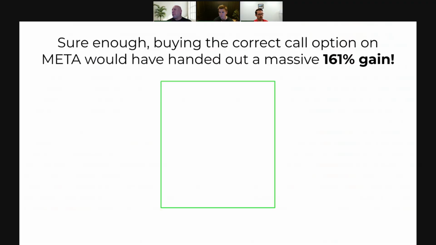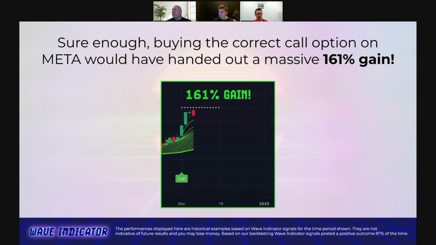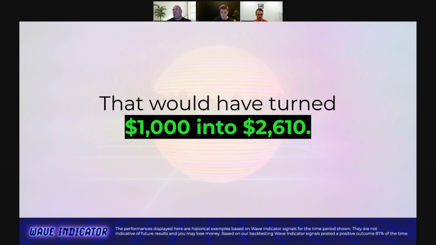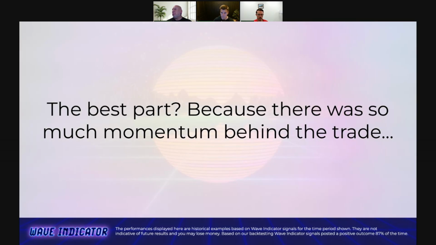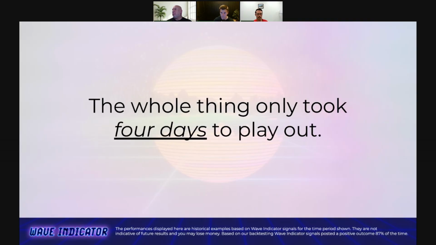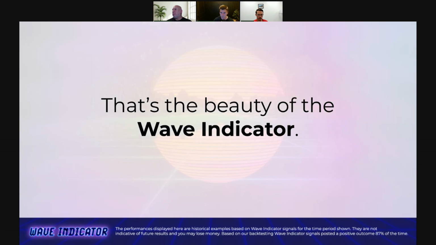This meant higher profit potential, and sure enough, buying the correct call option on Meta would have handed out a massive 161% gain as Meta climbed every single dollar of that $50, and even more actually. That would have turned $1,000 into $2,610. And the best part about that, because there was so much momentum behind that trade, the whole thing only took 4 days to play out.